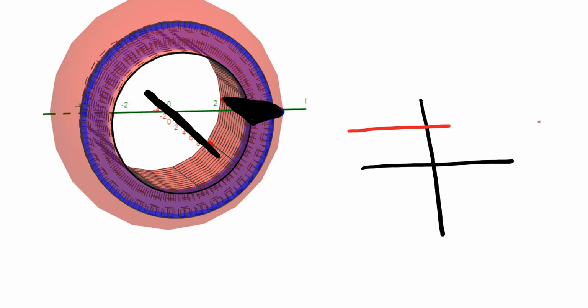Usually when I started the problem, I think there were your axes, and I believe there was your line y equals 3, and then it was something like that. And that was the region that was being rotated.